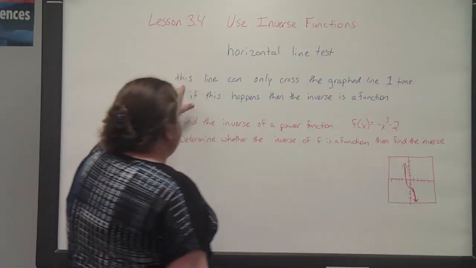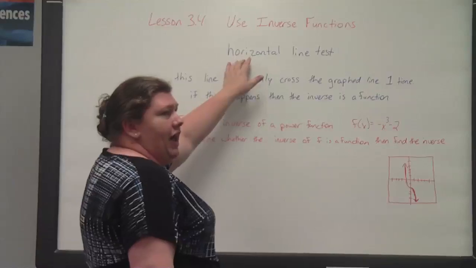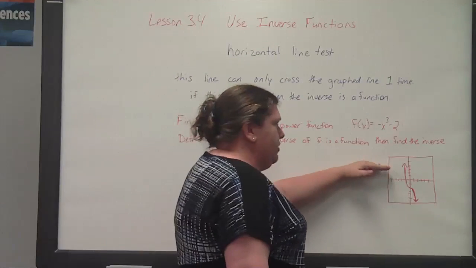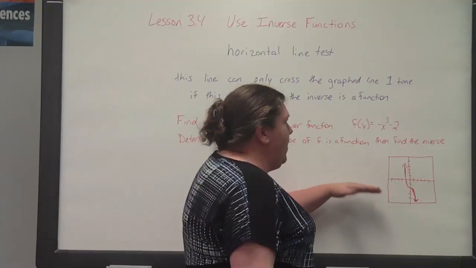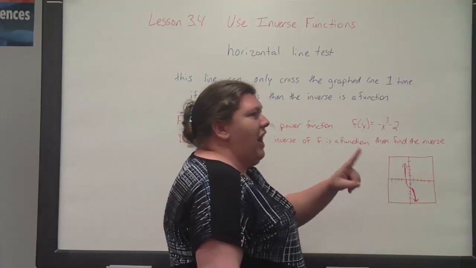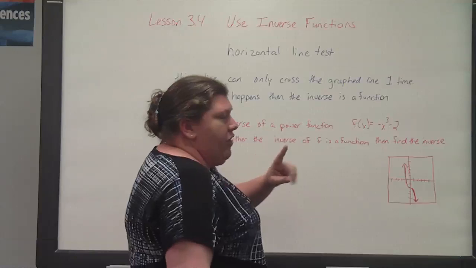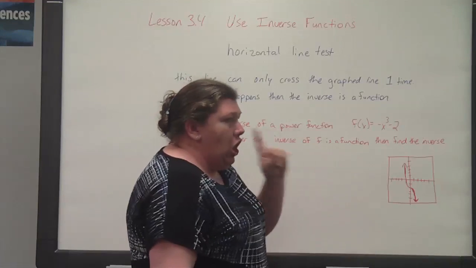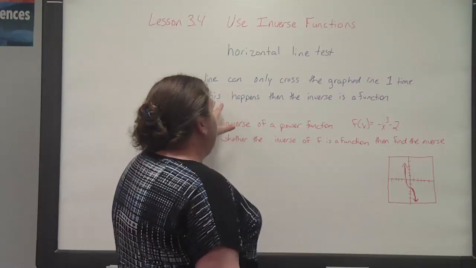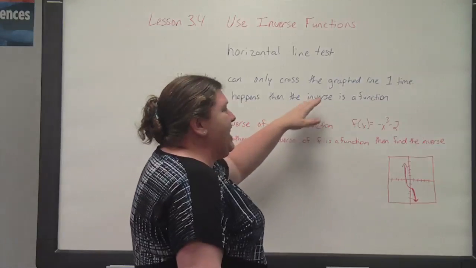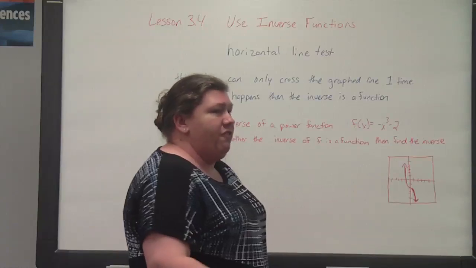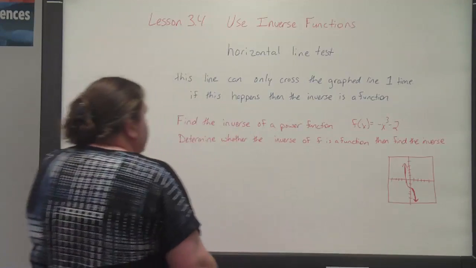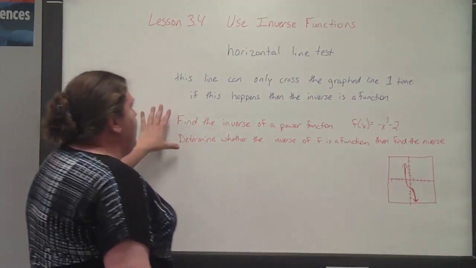And what I mean by this line, I'm talking about the horizontal line test. Wherever I put the line, it can only cross the function that is graphed one time. If it crosses it only one time, then it lets us know that the inverse of that function is also a function.